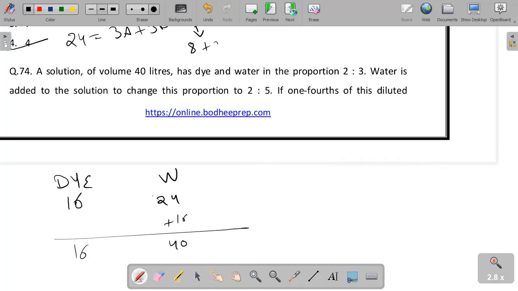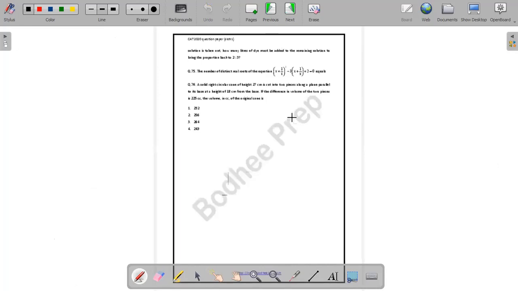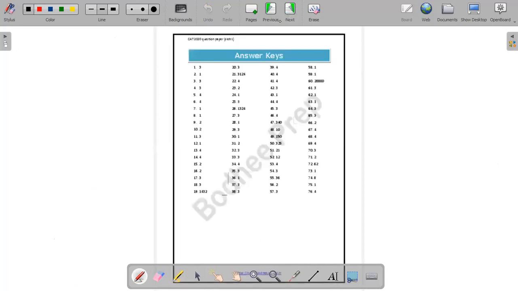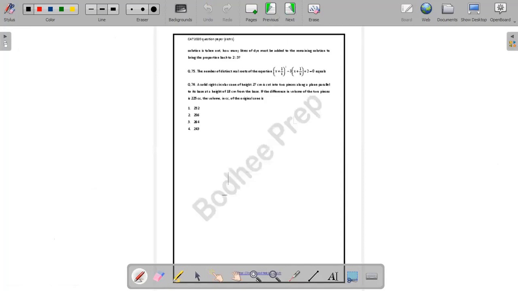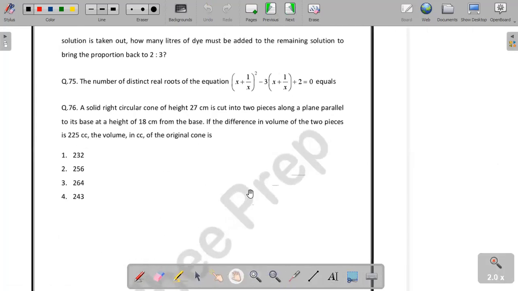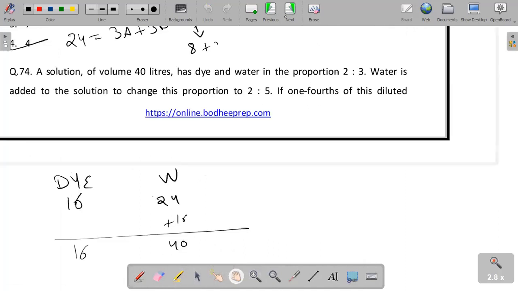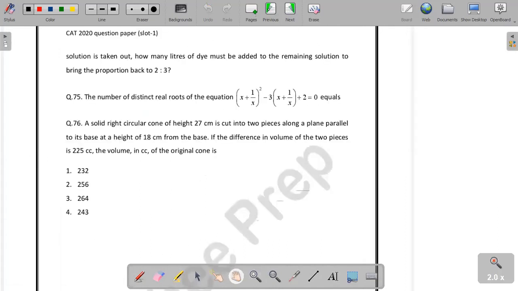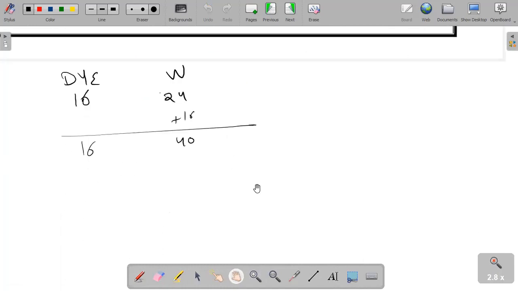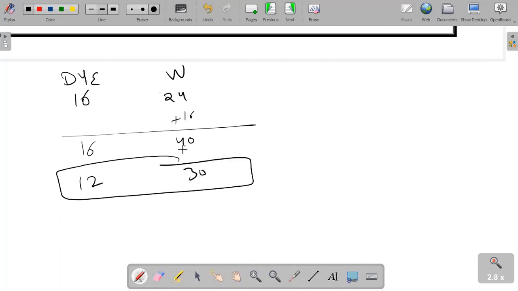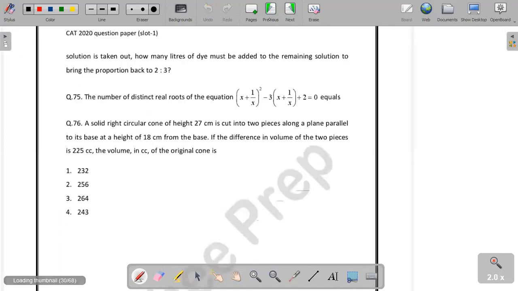Perfect. If 1/4 of this diluted solution, oh, we are about to end. That's nice. Okay, if 1/4 of this diluted solution is taken out, let's take out 1/4. So 3/4 would remain, that is 12 remain, 3/4 remain, 30 remain. So this is the final quantity we have as of now. How many liters of dye must be added to the remaining solution to bring back the proportion of 2/3?